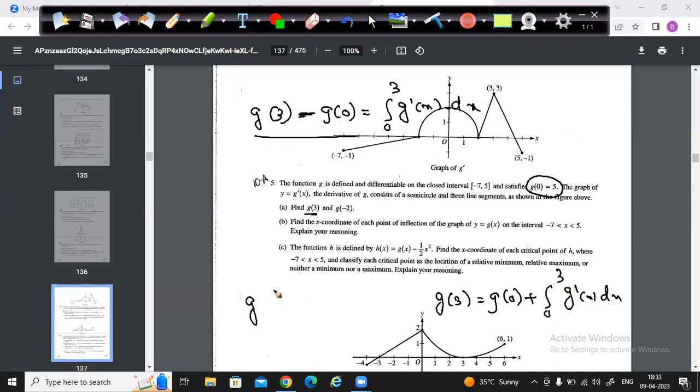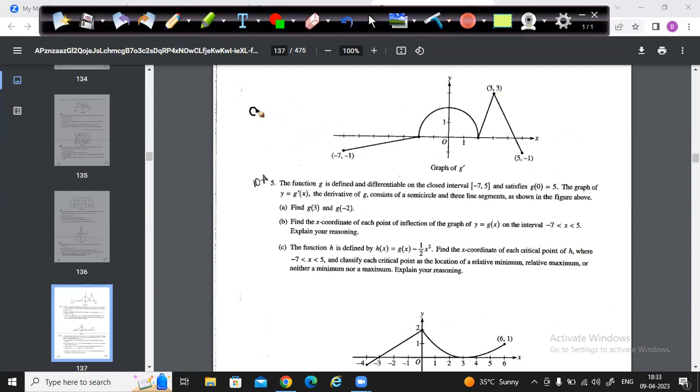If you need to find g of minus 2, how do you do it? g of minus 2 minus g of 0 is equal to the integral from 0 to minus 2 of g dash of x dx. If they give g dash of x and you need to find a particular value, first take g of 3. So g of 3 minus g of 0 is equal to the integral from 0 to 3 of g dash of x dx.